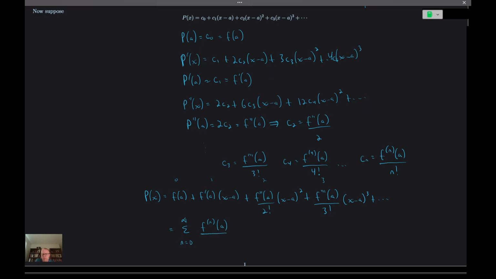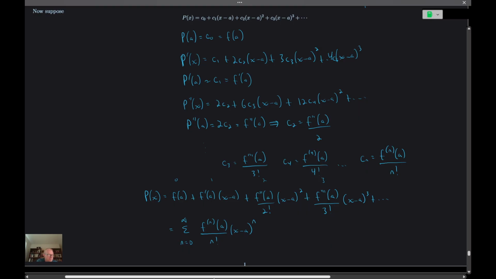Over, now 0 factorial is 1, 1 factorial is 1, then 2 factorial, 3 factorial, 4 factorial. So we have n factorial here. And then we have x minus a to the 0 power, first power, second power, third power. So that also matches whatever term we're looking at. If we're on the nth term, that would be to the nth.